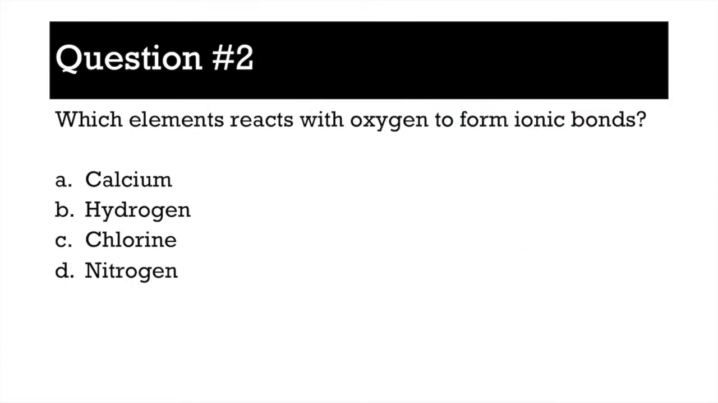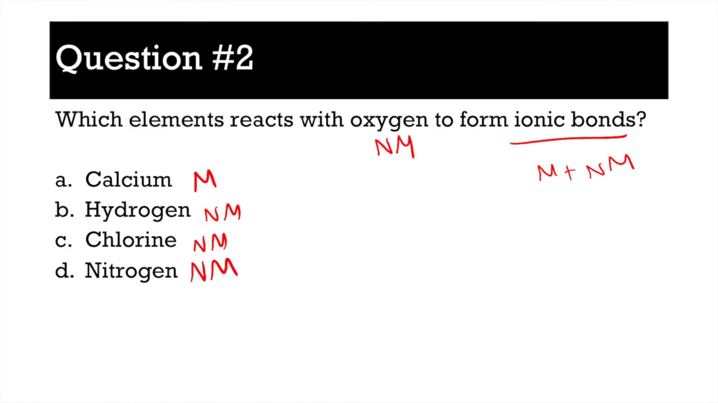Okay, next, which elements react with oxygen to form ionic bonds? Again, ionic is a metal plus a nonmetal. We know oxygen is a nonmetal, so one of these four options has to be a metal. So calcium is a metal, hydrogen is a nonmetal, chlorine is a nonmetal, nitrogen is a nonmetal. So the answer has to be A.